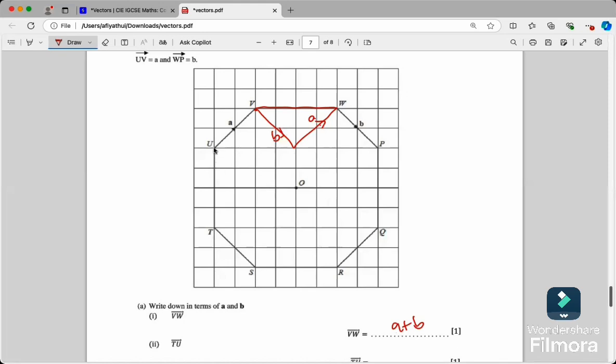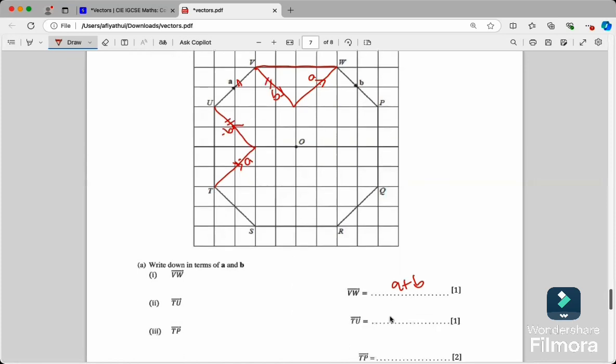Then you need to find out TU. I'll apply the same method. T to here and from here to here. So TU. This line and this line are parallel, so I'm going in the same direction and I'll take it as A. Whereas this line is parallel to this, whereas this is B, so it will be minus B. These two are parallel to each other, so it will be minus B. So you can take it as A minus B.